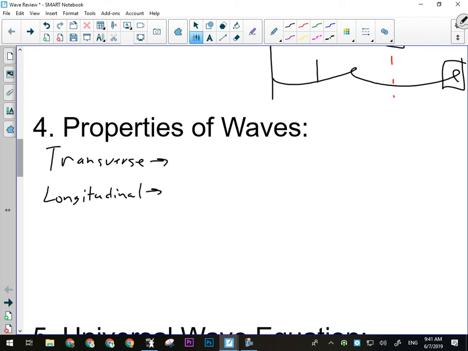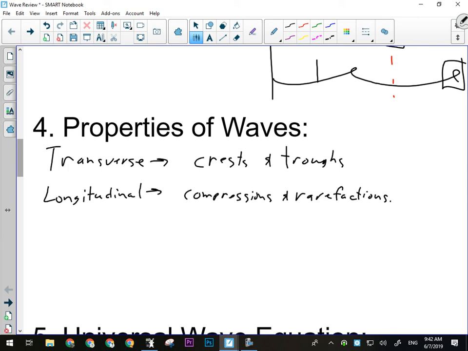Properties of waves that we also have to remember would be things to do with the nature of the wave. Transverse waves have crests and troughs. Longitudinal waves have compressions and rarefactions. So again, terminology will be important. Those are the words I'll use when I'm describing things.